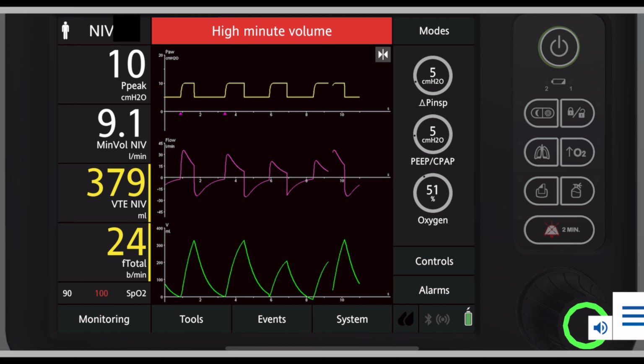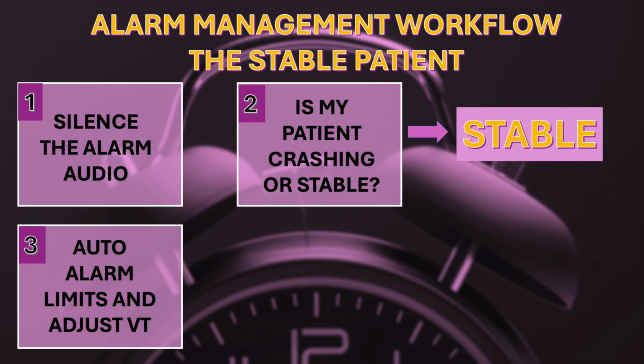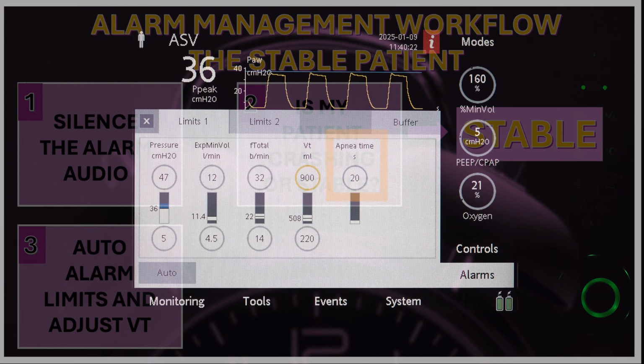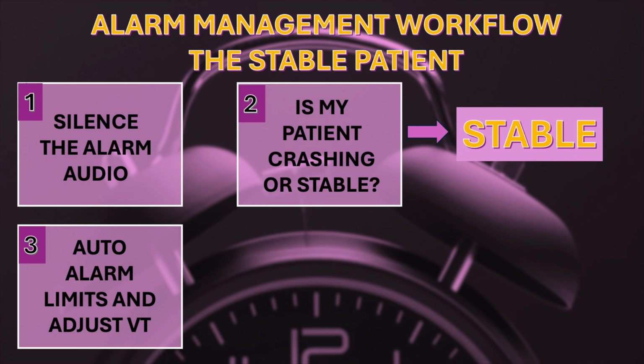Step 3 of the alarm management workflow for stable patients often involves adjusting the alarm limits. The auto button modifies all alarm limits except tidal volume and apnea time. Apnea time rarely requires adjustment. Therefore, in step 3 of the alarm management workflow, evaluate if the tidal volume limit requires modification and adjust it accordingly after pressing auto. Ongoing reassessment is critical.